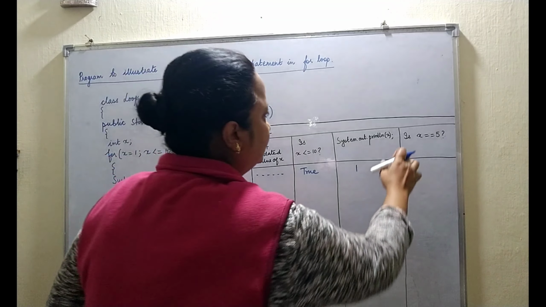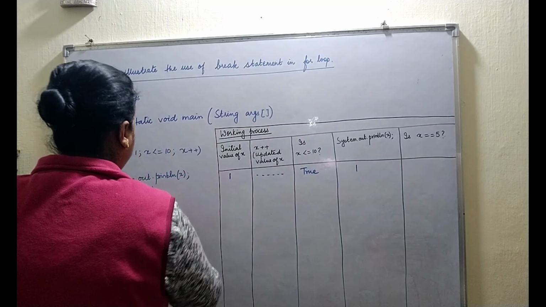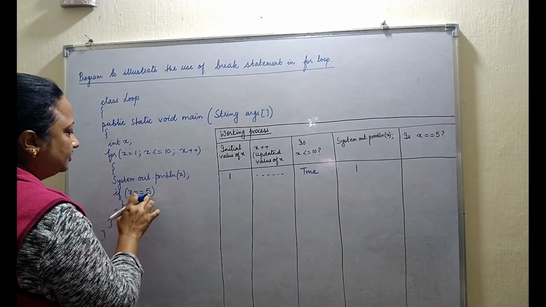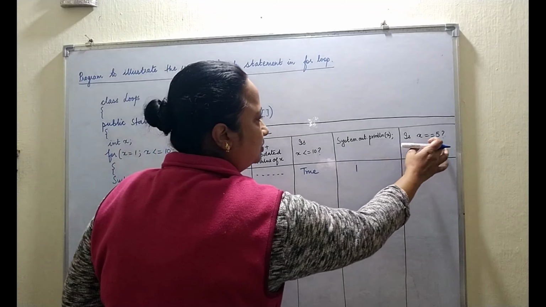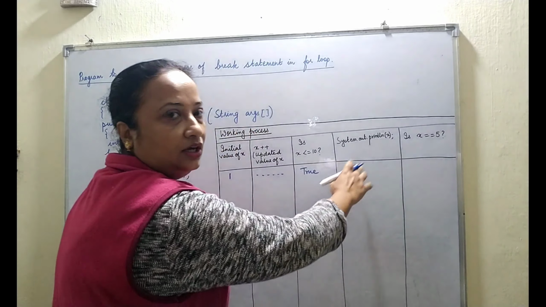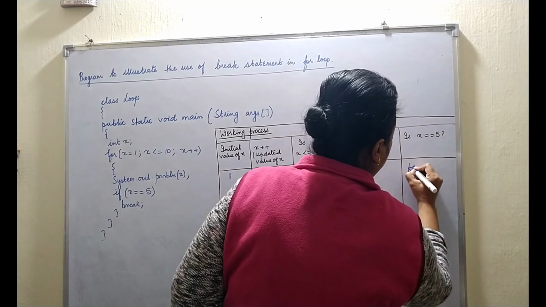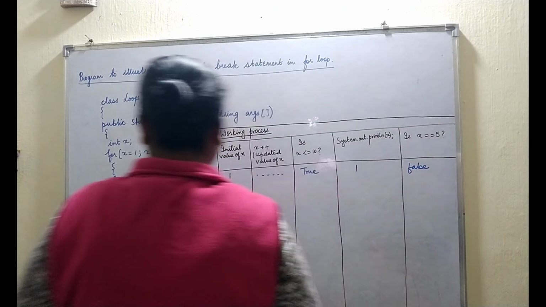Now the next line: if x equals 5. The value of x is 1, which is not equal to 5. So this condition is false.